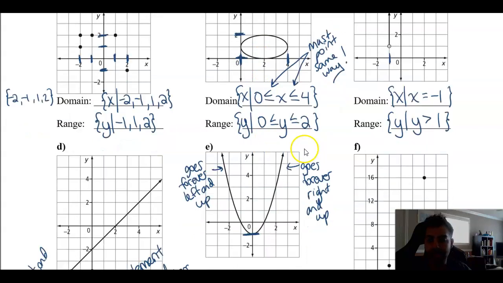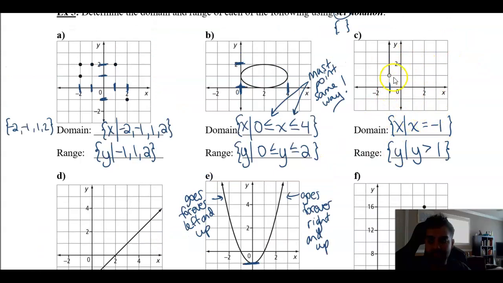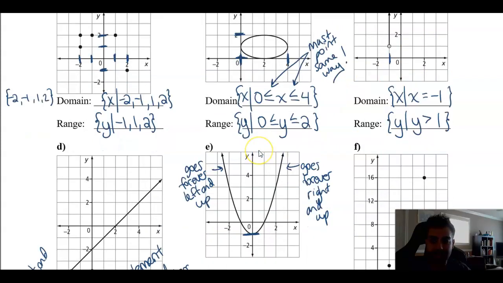Okay. I'm just looking at all these. So you can read this example. It's pretty much the same. Just notice that the circle's not filled in, so you don't count it.